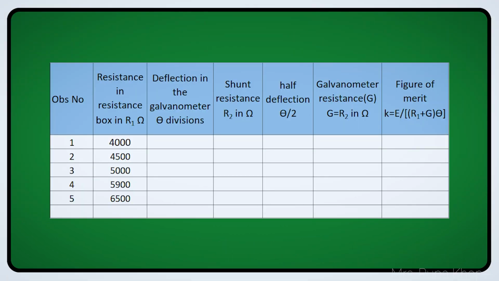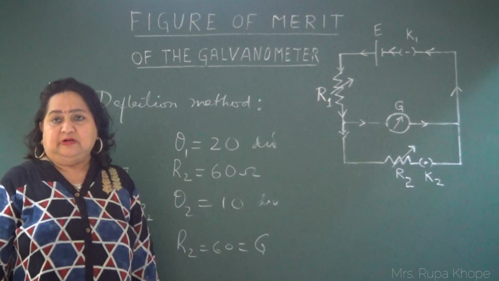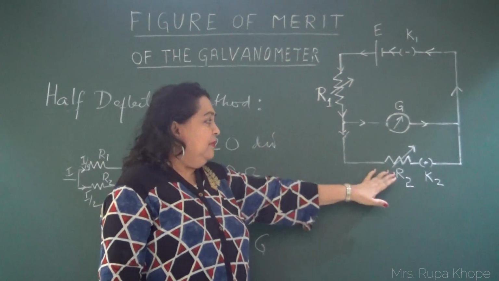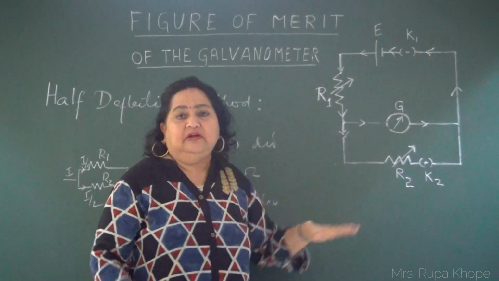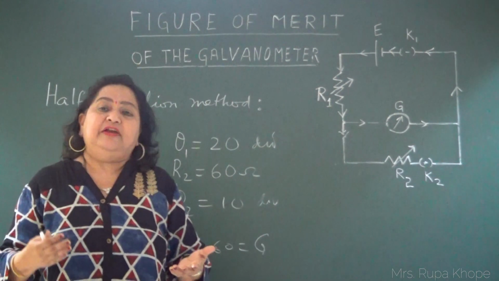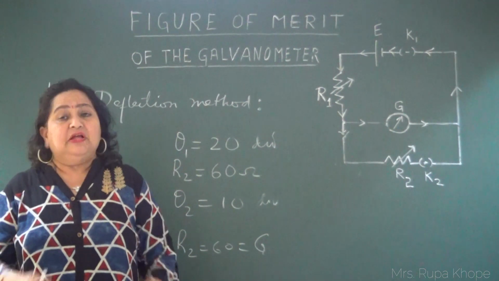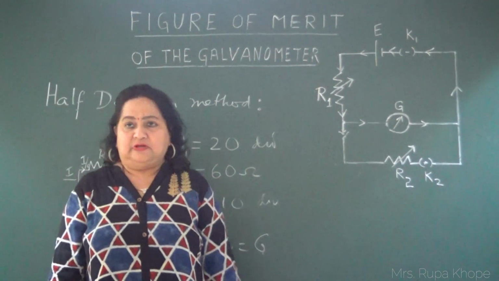Now what we have to do, you look at the observation table. Now we have taken readings in the observation table. We will take the readings in the practical lab and we will find the resistance of the galvanometer. For 5 different values of resistance here, we will get 5 readings, and in every reading we get only one constant, that is the resistance of the galvanometer. That's all about the first part of the experiment.